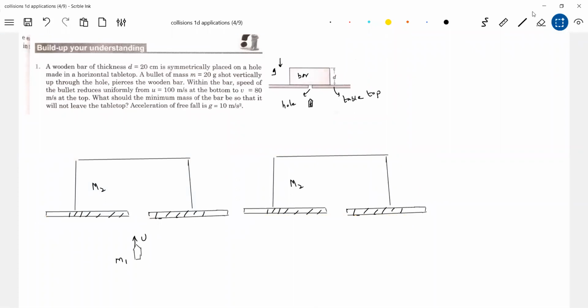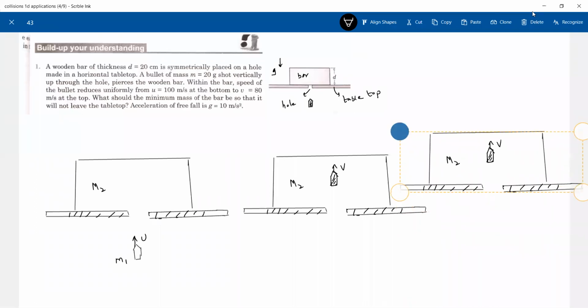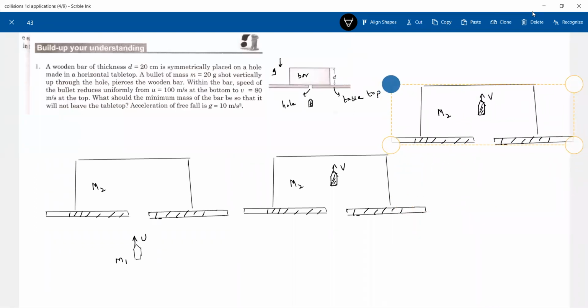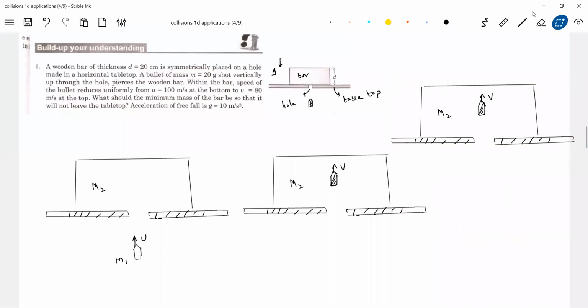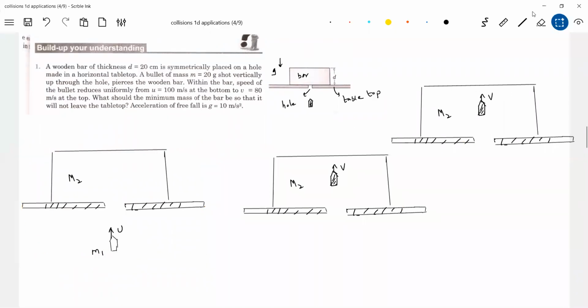So the bullet, what happens when it is finally inside this? And finally what will happen, it will be... The problem is very simple. If you can understand the situation, very easily, within I think 2-3 steps we'll end up with the answer.